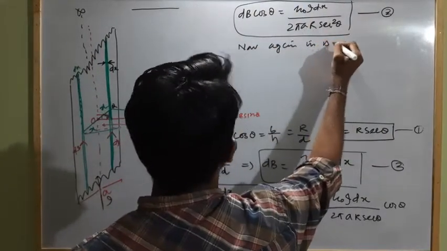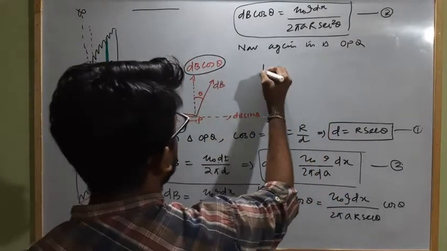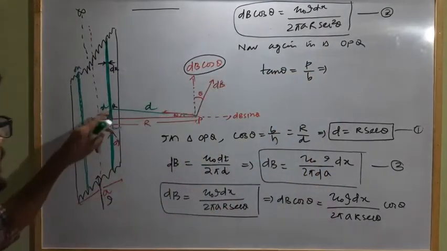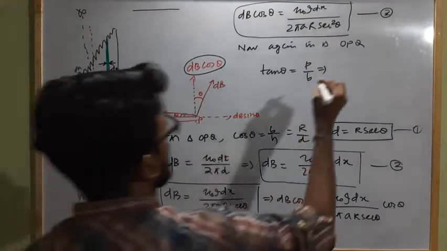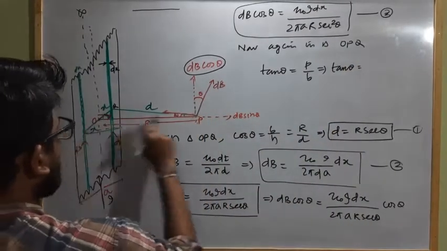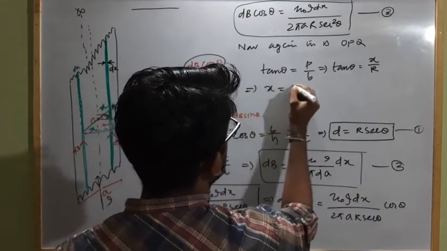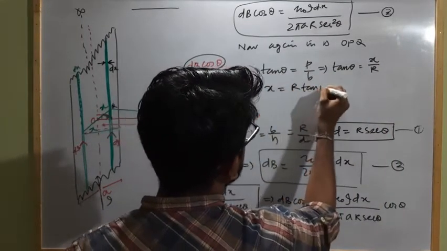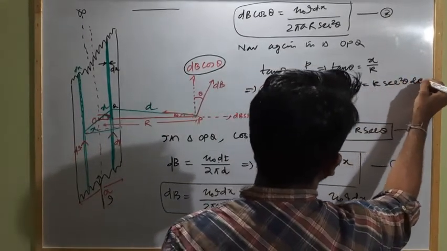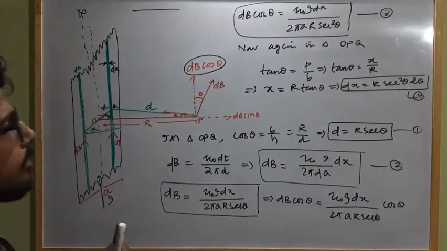Now again in triangle OPQ, okay, tan theta will be how much? P by B. This implies tan theta equal to P by B. This is theta. P will be x, B will be r. x by r. So from this x equals r tan theta, this implies dx will be how much? r sec square theta d theta. Clear? Equation 4.